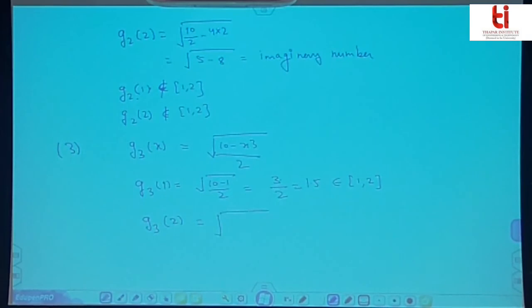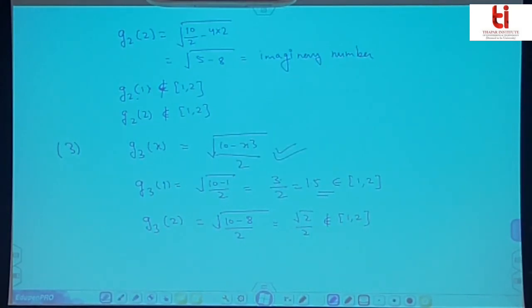g3(2) is (10 minus 8) upon 2, that is square root of 2. This value doesn't belong to the interval 1 to 2. But since the first value belongs to the interval and the last value does not, we can check the function's nature inside the interval 1 to 2.